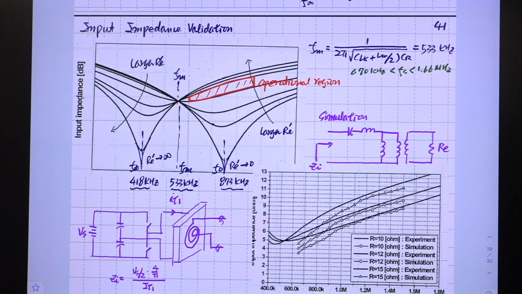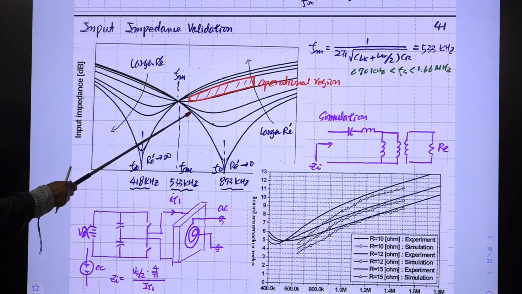So this is long. It should be AC, right? AC in, AC out. Okay, AC voltage in, AC current out. Right? And this is the input impedance curve. So I overplot the operational region on this curve.